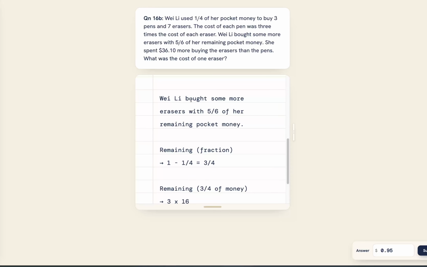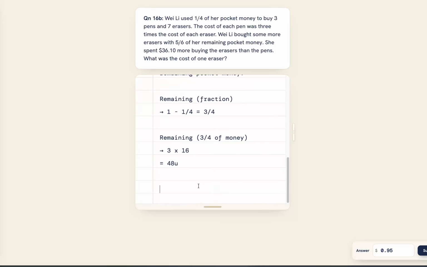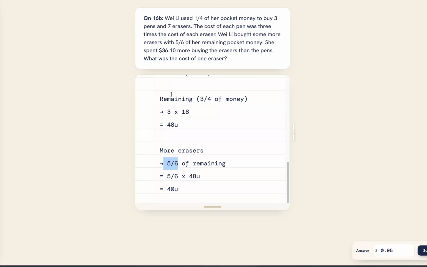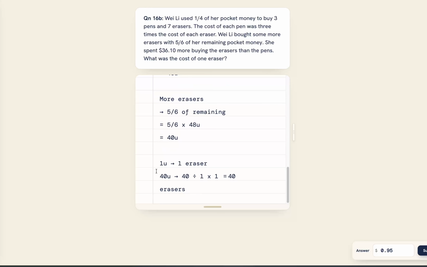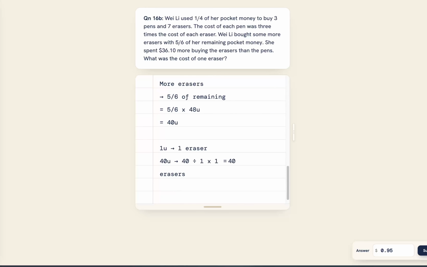Then from there, he bought more erasers with 5/6 of the remaining. So more erasers would then be equal to 5/6 of the remaining 48 units. So 5/6 times 48 units will be 40 units. Since 1 unit is 1 eraser, then 40 units is basically 40 erasers. So that's how many more erasers he bought.